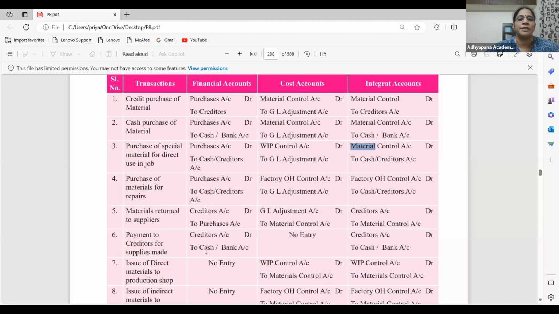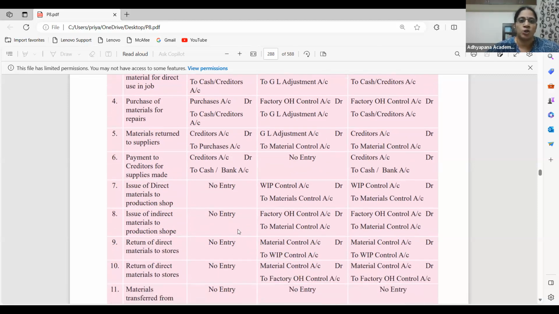Okay. Then payment to creditors. It is creditors to cash. Both the debit and the credit are items of financial nature, which will not appear in cost accounts. So in integrated accounts, you will have the same entry. There is no entry in cost accounts because both creditors and cash are of financial nature. Then once you purchase raw material, you do not analyze it further in financial accounts as to whether it is direct material, indirect material, and whatnot. Such analysis you do not take further under financial accounting.